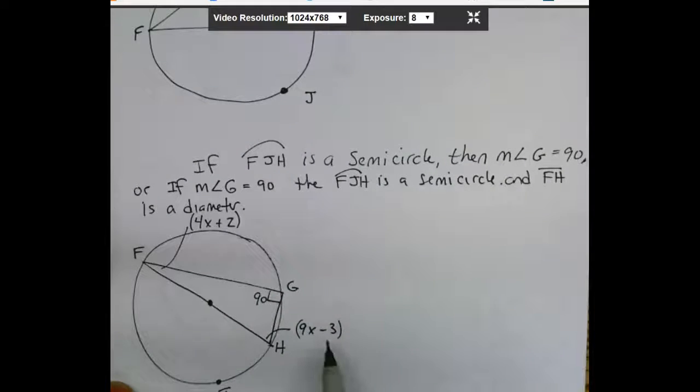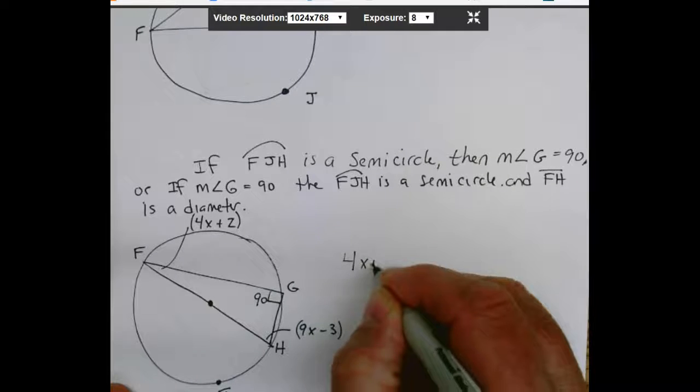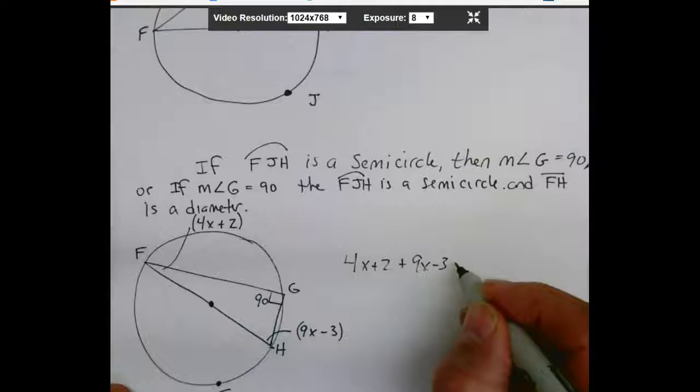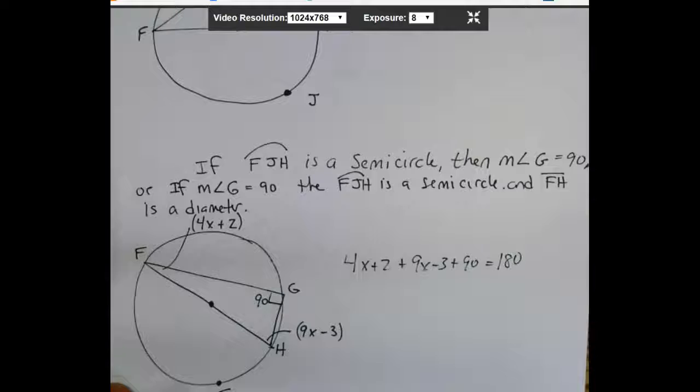But we can also use this idea to figure out some things that we don't know. And here we see on this one, this angle is called 4x plus 2, and this angle is called 9x minus 3, and this one is 90. But we know when we add them all together, it's a semicircle, so we can just lay this out. 4x plus 2 plus 9x minus 3 plus 90 equals 180. Right, so we have that.